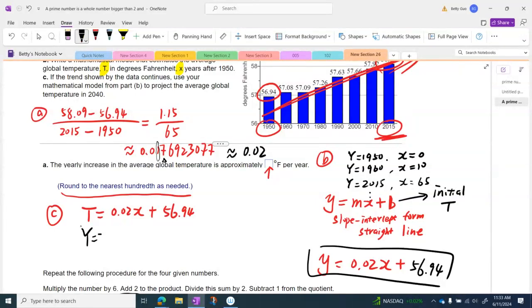The year is 2040. Yeah, we can come here. Remember, when the year is 1950, x equals 0. When the year is 1960, x is 10. When the year is 2015, x is 65. Can anybody help me figure out when the year is 2040, what's the value of x?